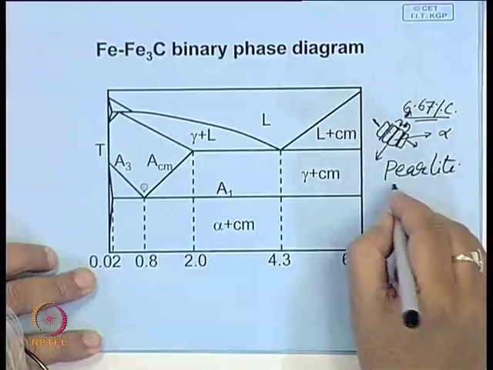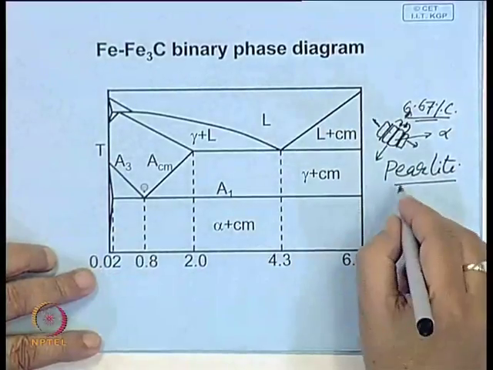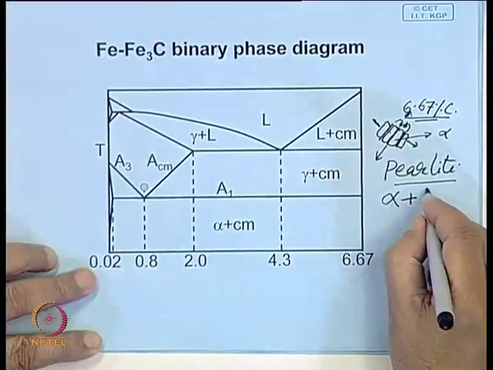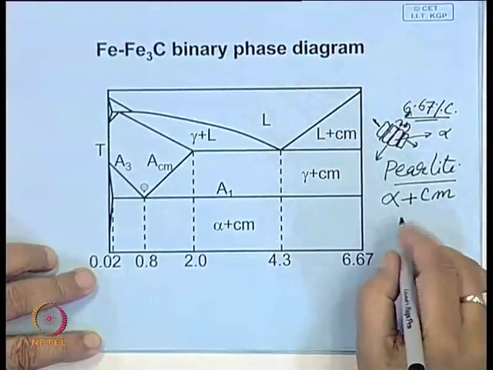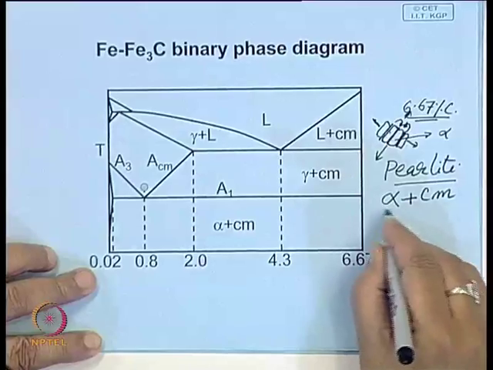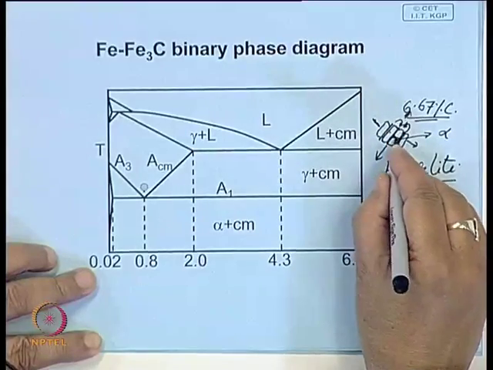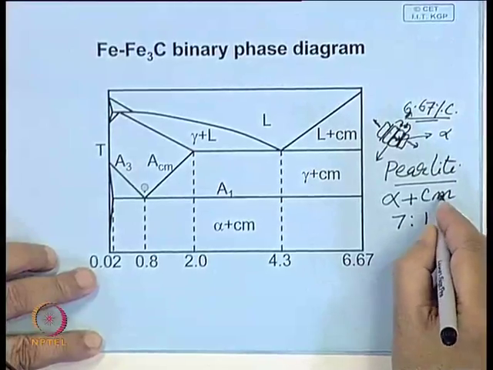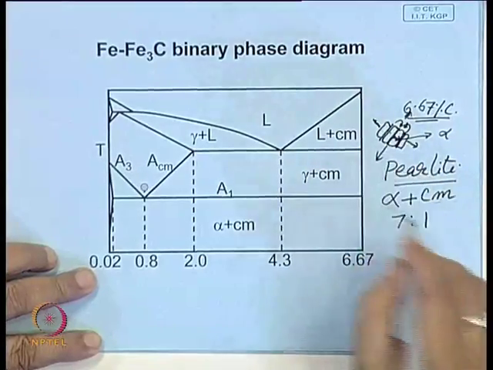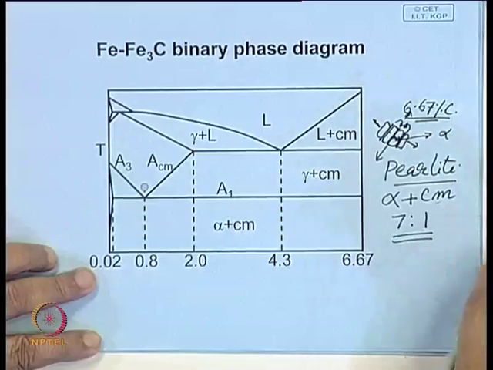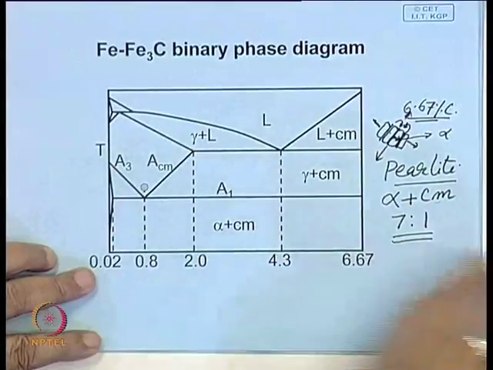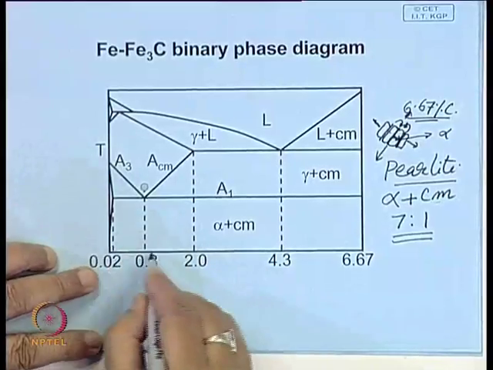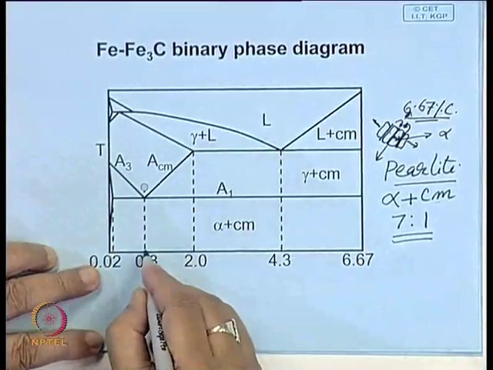This is called pearlite. Pearlite, mind you, is not a phase. It is made up of alternate layers of ferrite and cementite, and we saw that the width of the ferrite plate, if it is 7, then the width of the cementite is around 1. So, they will be in this ratio 7:1, which you can derive directly from the composition points given in the phase diagram.